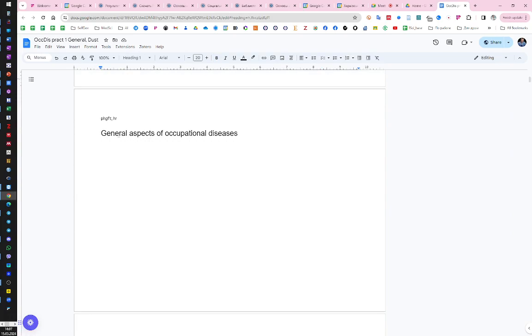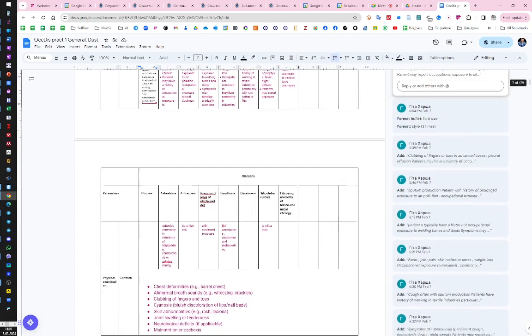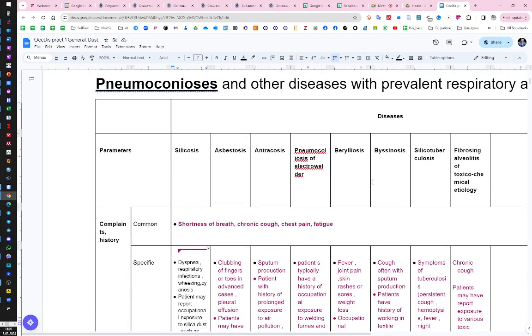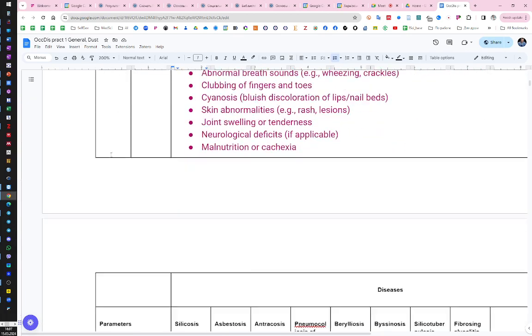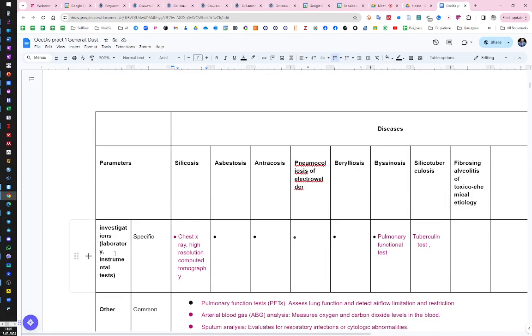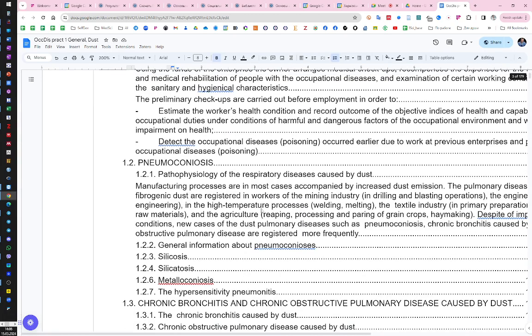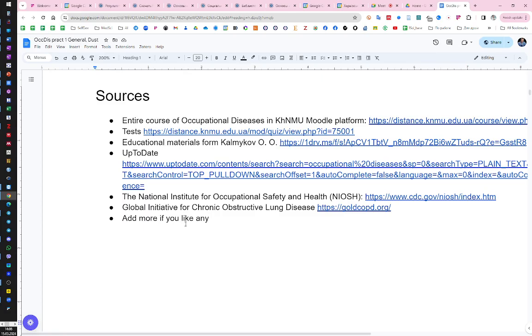You may put some questions here if you have any. As you can see, some information is already arranged in comparison tables for different occupational and non-occupational diseases, by the categories of complaints and history, physical examination, additional investigations, laboratory and instrumental, and some other aspects. Each category has common aspects for each of these diseases and specific ones for each. I think this might be helpful for you. Plus, at the very end of each of these documents, there is plenty of theoretical material.